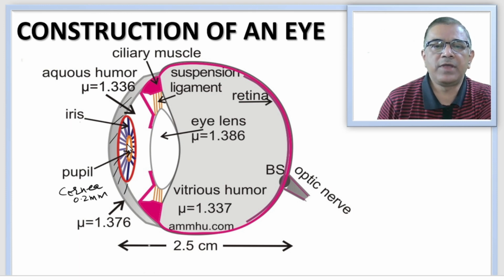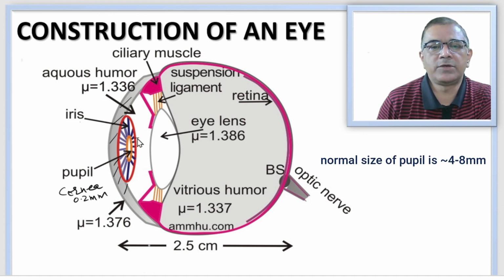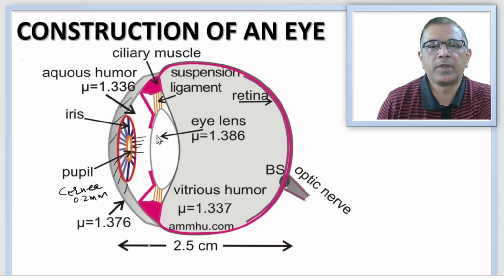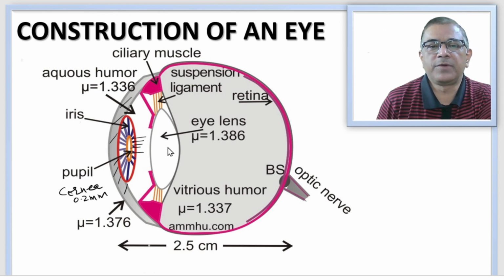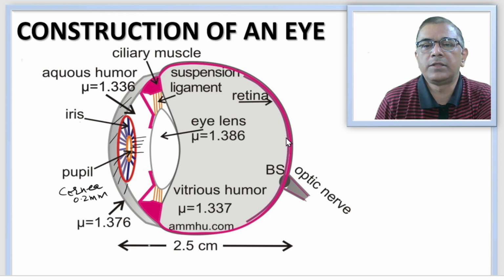Beneath the cornea, there is a dark round circle called the iris. At the center of the iris, there is an opening called the pupil. This is where the light enters, passes through the aqueous humor and falls upon the eye lens. The eye lens is held from all sides by the ciliary muscles with the help of suspensory ligaments. Light after refraction from the lens passes through the vitreous humor and falls upon the retina.